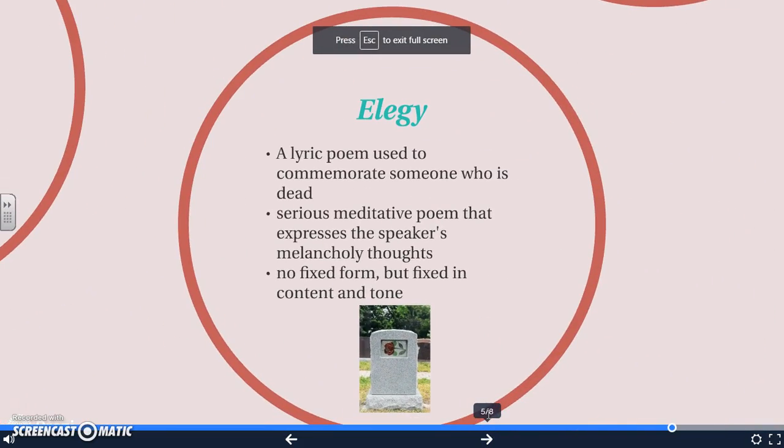Okay, the next one is an elegy. An elegy, so we go from the light and the sarcastic and the witty to an elegy, which is more the meditative, serious, melancholy poem. This is not a fixed form, but it's fixed in content and tone. So it is a lyric poem, lyric meaning it rhymes and it flows, and it's used to commemorate someone who is dead. So it's writing it in honor of somebody else. And like I said, it's serious, it's meditative, it expresses the speaker's melancholy thoughts, and again, no fixed form.